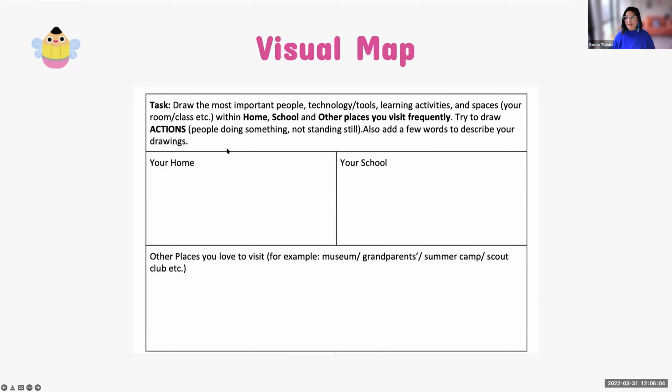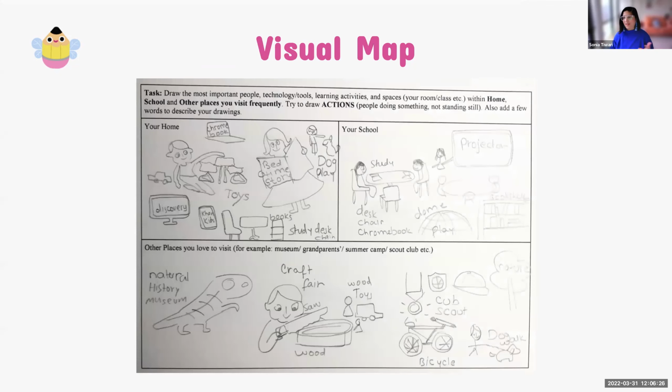So this is a template for the visual map. We hand it out to children in a classroom or after school activity. And we basically ask them to draw the people, the technologies, whatever learning activities you do in a setting, and what that space looks like, just draw sketches. So for example, this is one of the drawings that we get back. And we ask them to also write keywords because sometimes drawings may not make sense. So we also ask them to write what it is.